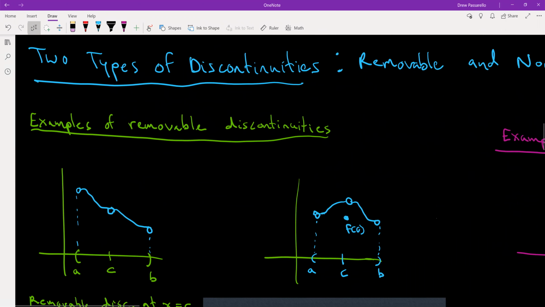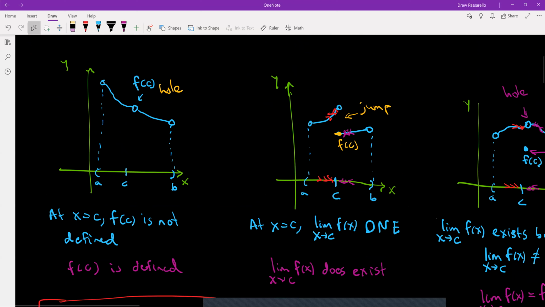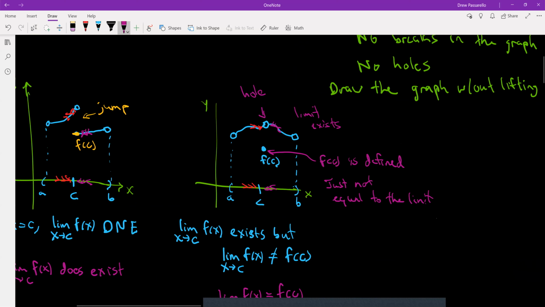Now, when I talked about these cases with discontinuity, there was a discontinuous case where f of c is not defined, where I have this hole. This is another case, which is called a discontinuity. And then this case is also another discontinuity at c. For these discontinuities, they can be categorized as removable or non-removable discontinuities.